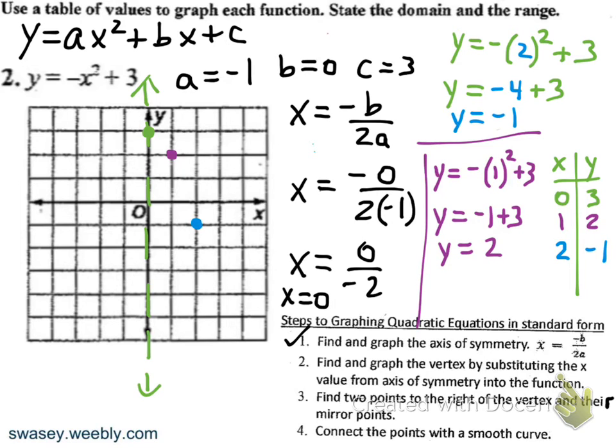Next step is, so we've done step 2. Now we're going to mirror the points. So 1 unit to the right has a y value of 2. And then 2 units to the right of the axis of symmetry has a y value of -1. So reflect those points across the axis of symmetry, and then we'll connect them with a smooth curve. Final step.